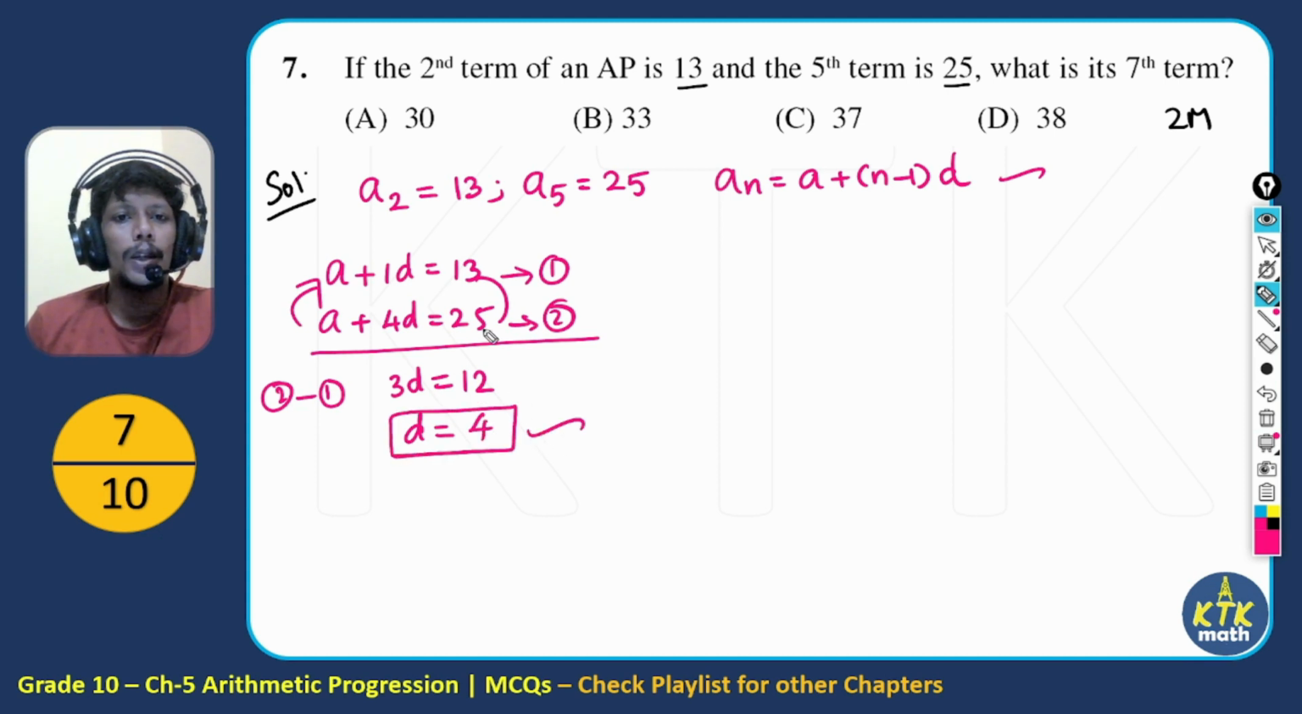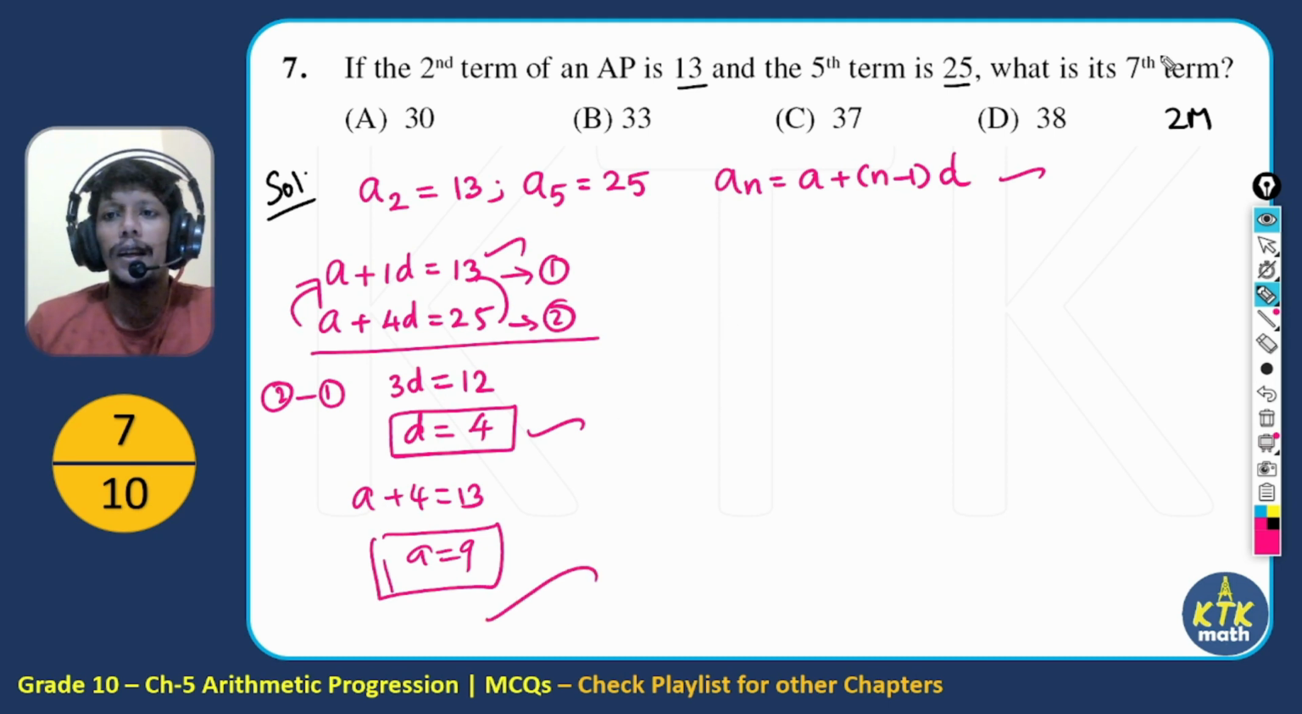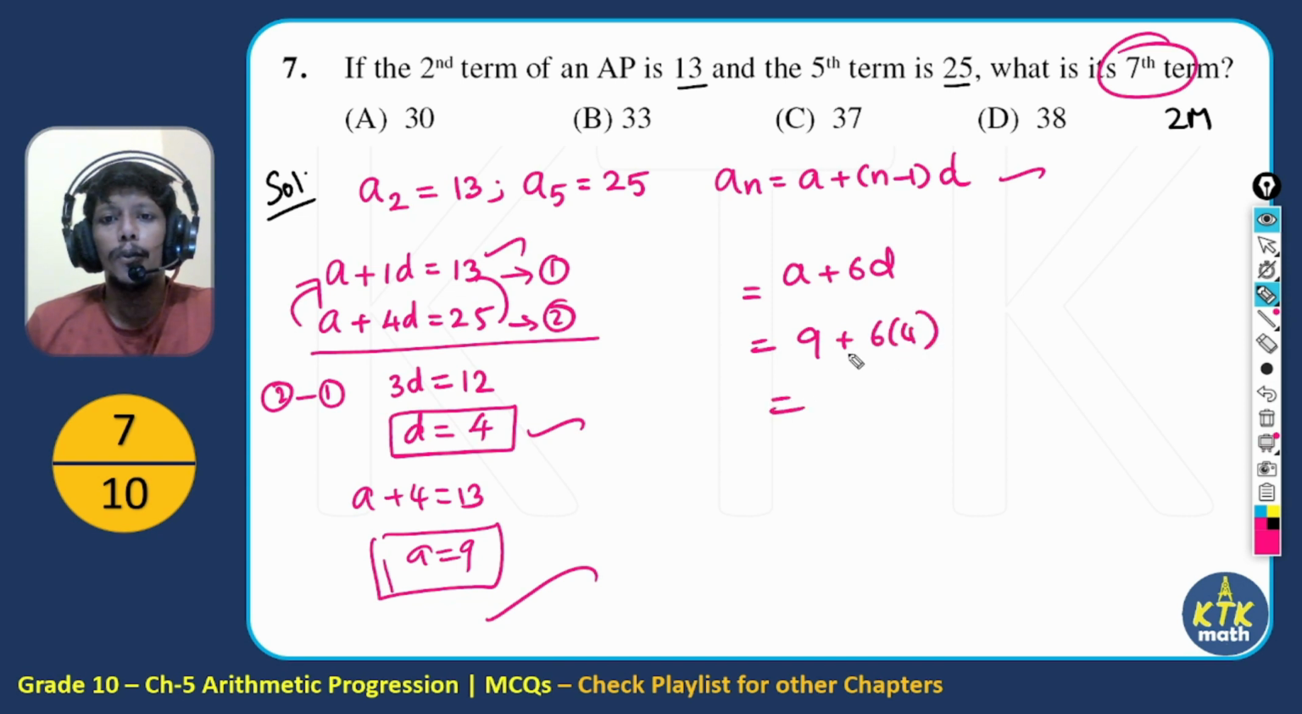Now substitute this in your equation 1. A plus 4 equal to 13. So A value is 9. Now I got both A value and D value. I need to get the 7th term. 7th term, how will you write? A plus 6D, that is A plus N minus 1 D. So you can substitute 9 plus 6 times 4. So 24 plus 9, 33 is your answer.